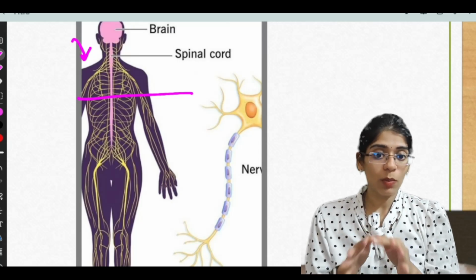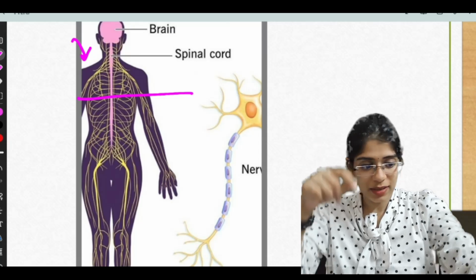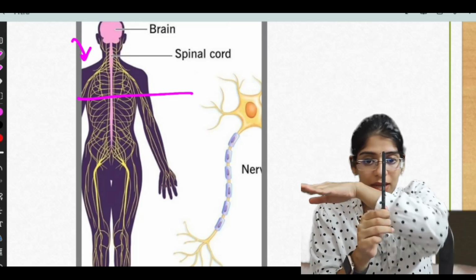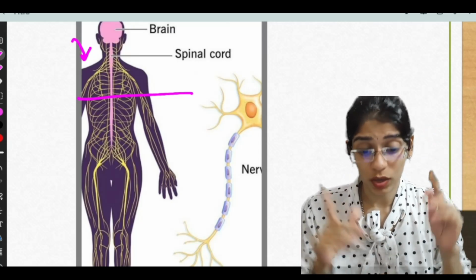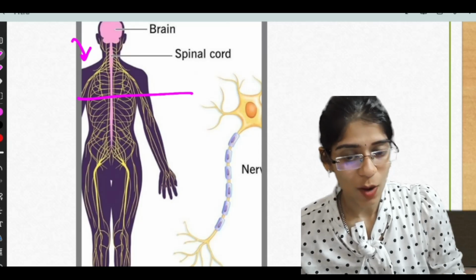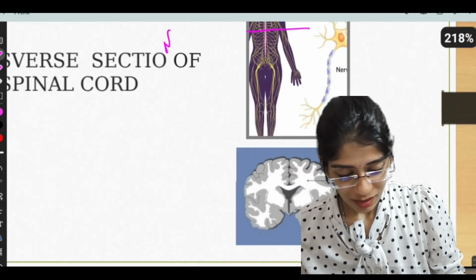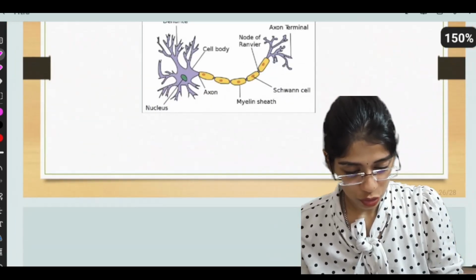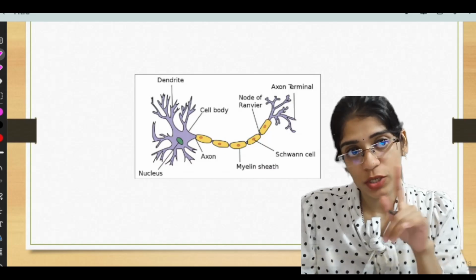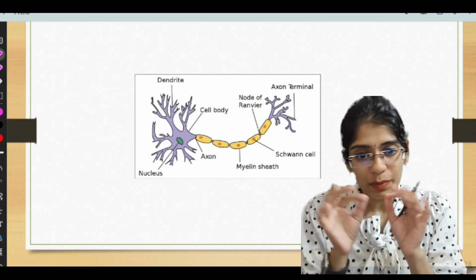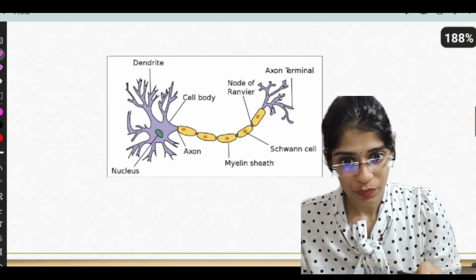Now we're talking about the axial section, where this is the spinal cord, and I'm cutting like this transversely and then seeing from above. This is how the spinal cord looks. Let's see how it looks. For you to know how the spinal cord looks, first you should know a little bit about neurons.